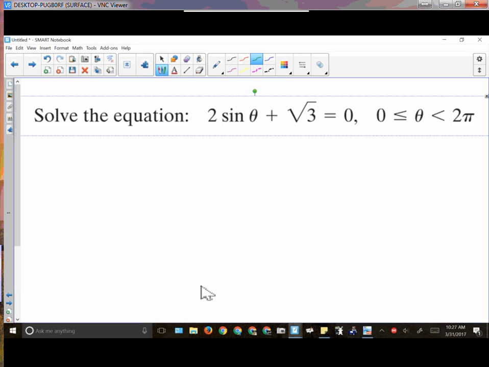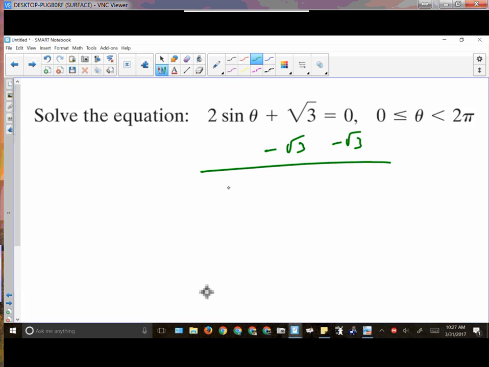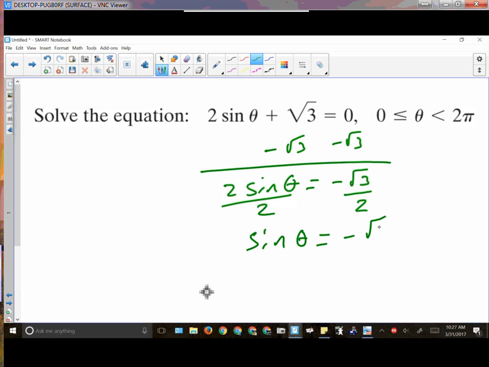Now, this is my preference for it. I would go through and subtract square root 3 from both sides. So I'd get 2 sine theta is equal to negative square root 3, and then divide by 2, divide by 2, so I have the sine of theta is going to be equal to negative square root 3 over 2. Now, I want to go and identify where in the world I get negative square root 3 over 2.